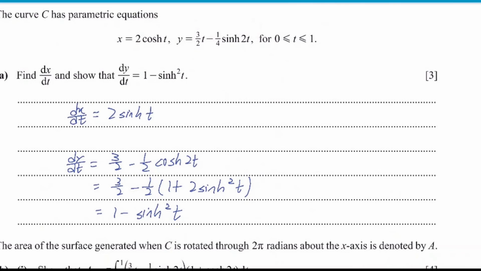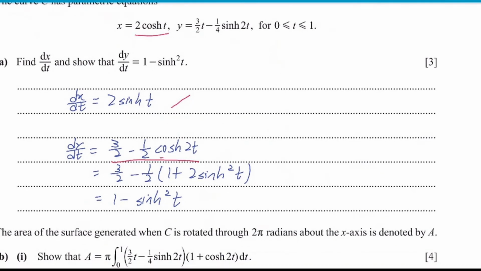Find dx/dt and show that dy/dt is 1 minus sinh squared t. dx/dt is very easy to differentiate from here, and then the dy/dt here. After we differentiate, it's not difficult to do, but we are getting something in terms of cosh 2t. Here it's only sinh squared.